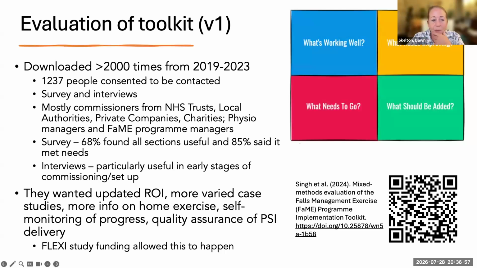Mostly it was commissioners, but also we had physio managers and FaME program managers involved, so that might have been leisure centres. Most found the sections useful, and 85% said it met their needs. The interviews said it was particularly useful in the early stages of commissioning, which already said to us we needed to put more in how to maintain effectiveness once it is commissioned. But people wanted a more up-to-date return on investment, more varied case studies, more information on how to engage people in home exercise or self-monitoring of progress, and more about the quality assurance of PSI delivery.